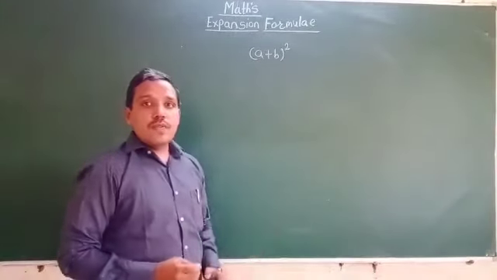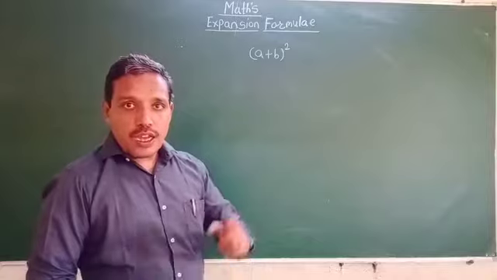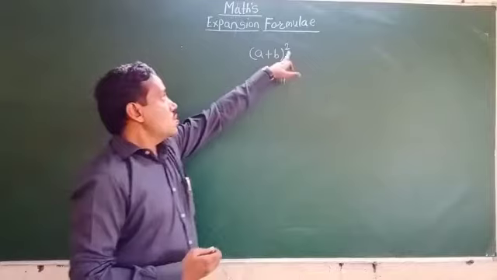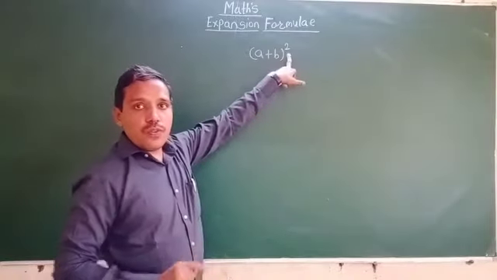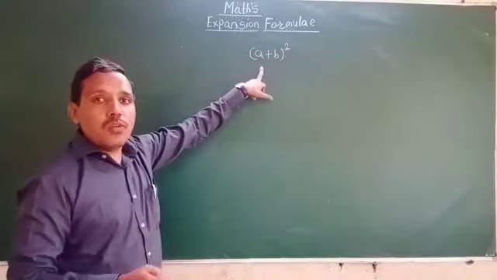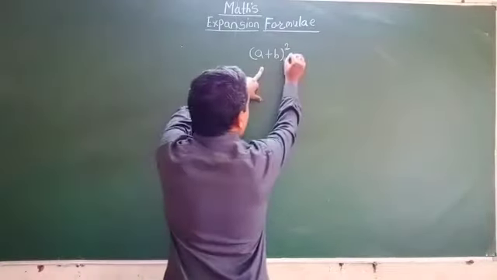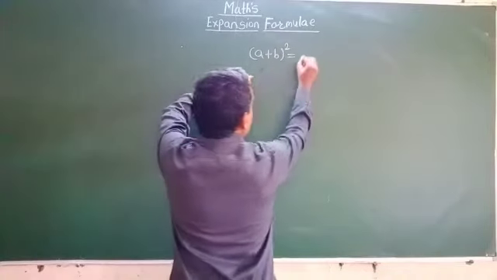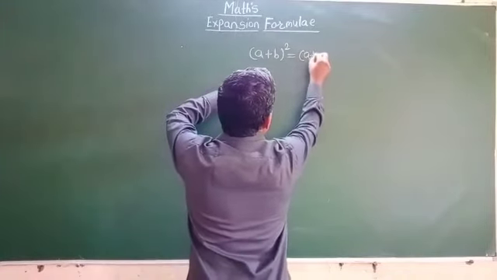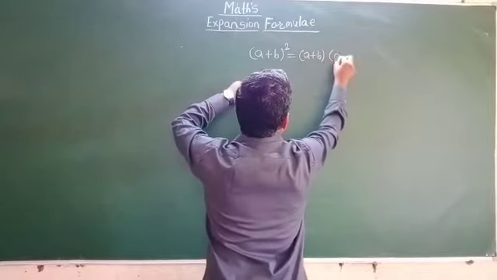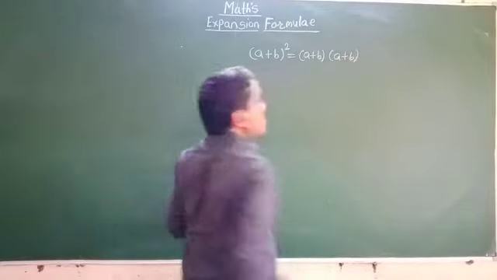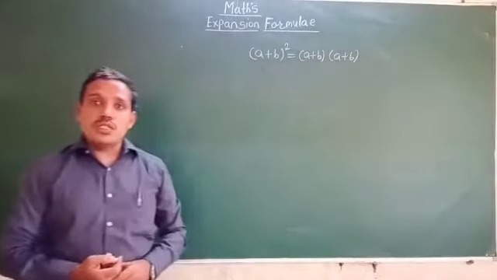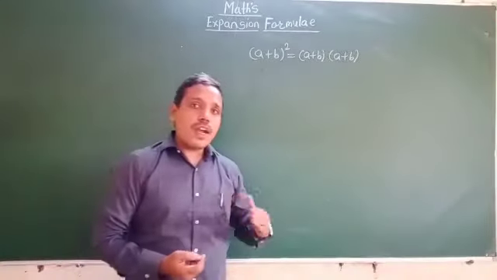A plus B is a binomial, and you learned about the expansion of the binomial square. First of all, we split that binomial into its product form. We can write the square in its multiplication form as (A plus B) into (A plus B). So we get two binomials, and the binomials get multiplied with each other.